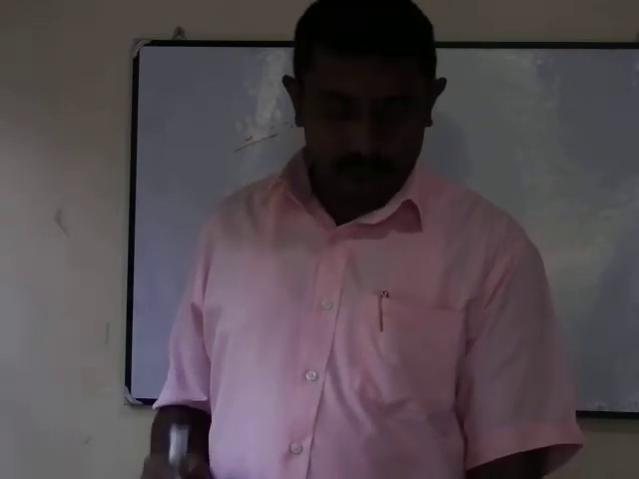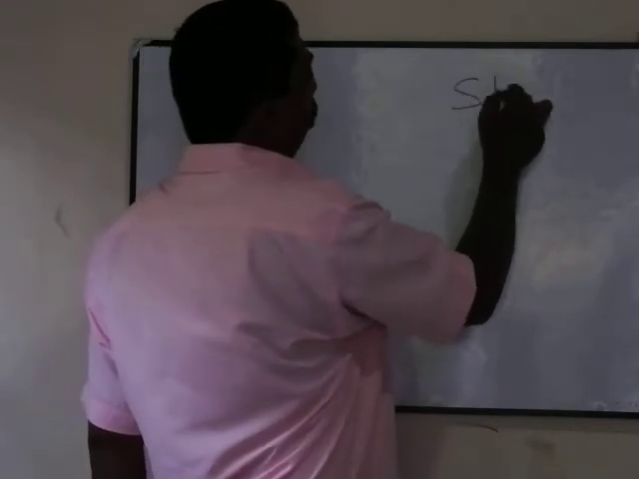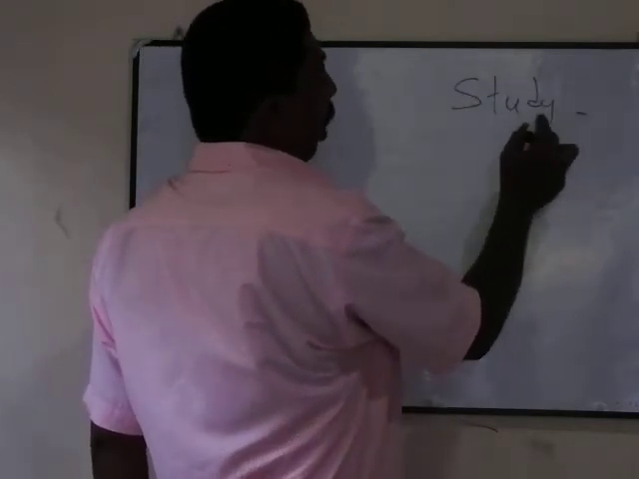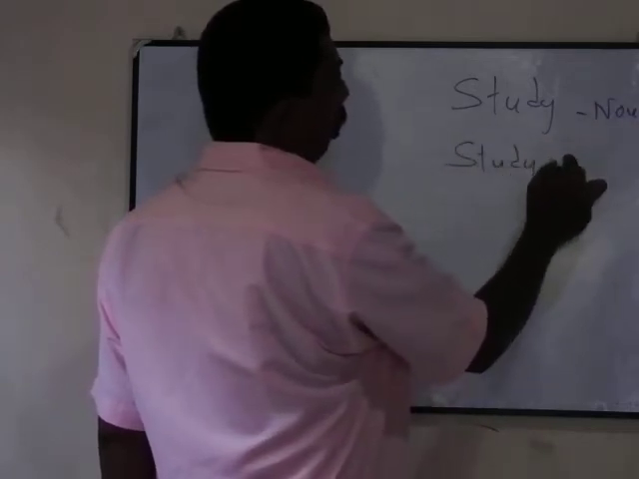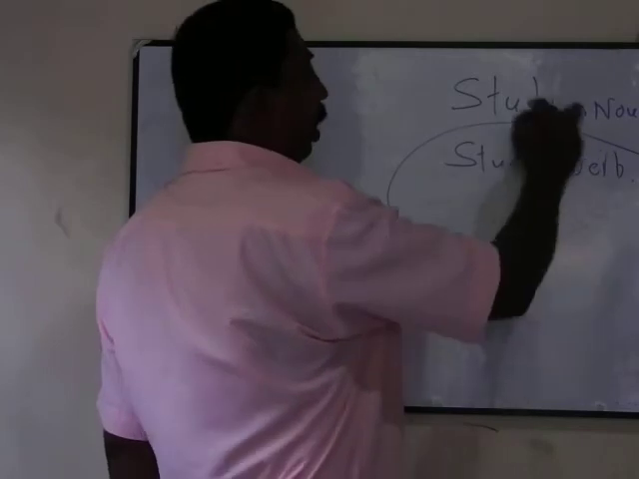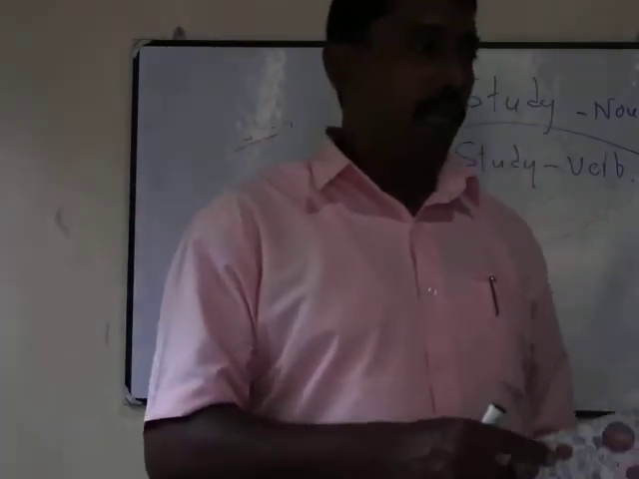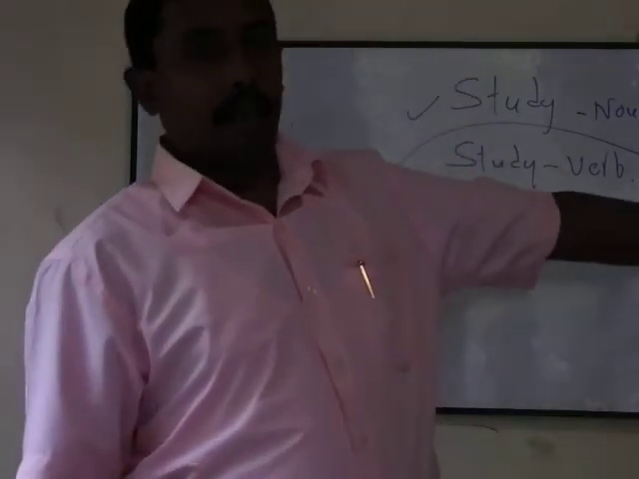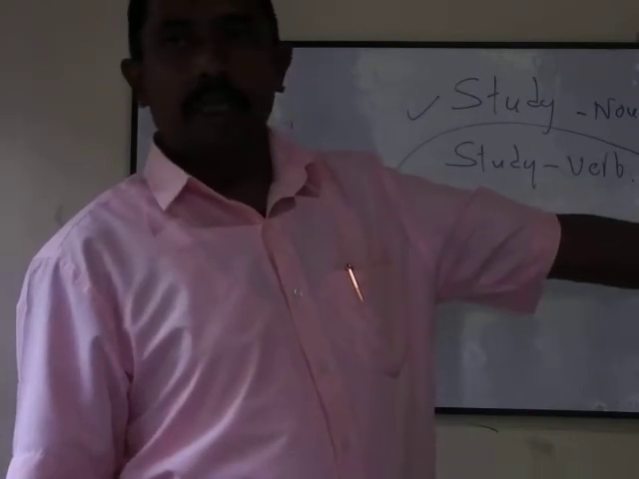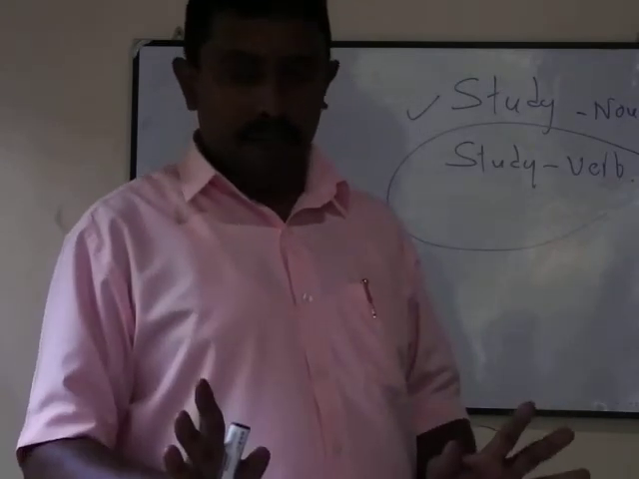Ravi went into a study. Now imagine, study is a noun as well as a verb. One time study is a noun, another time study is a verb. The place of study is also called study. This is my study. That's our teacher's study. Study is that place of study.